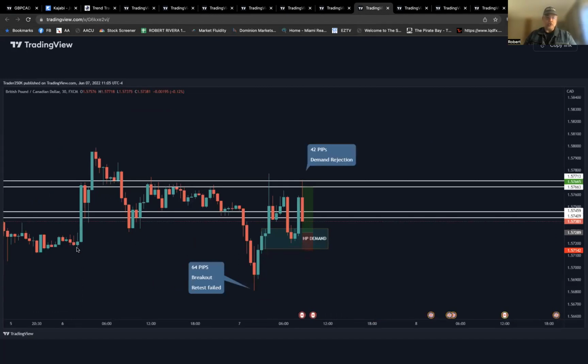What happened here? Oh, it broke through. Okay, it broke through the demand area. Well, first of all, it broke. It didn't retest. Okay, and then it went just below the demand area and bounced up. So there was no retest here, and if you went in for the retest, you would have lost.